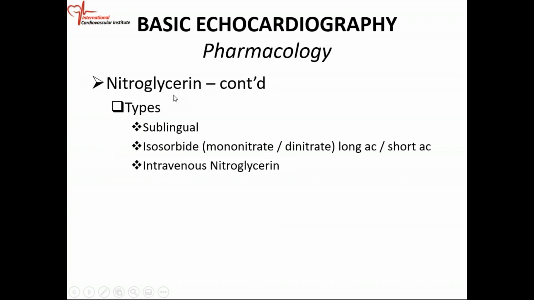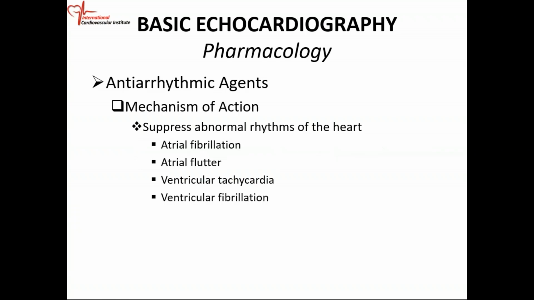So again, the different types of nitroglycerin: sublingual, put under your tongue, the long-acting forms, isosorbide mononitrate, isosorbide dinitrate. These are the long-acting nitrates. The mononitrate is longer acting than the dinitrate, and of course the intravenous nitroglycerin. This is something we use quite extensively in the intensive care unit. Again, especially patients who are hypertensive, and if they're in heart failure, it's a very good medication to reach for.